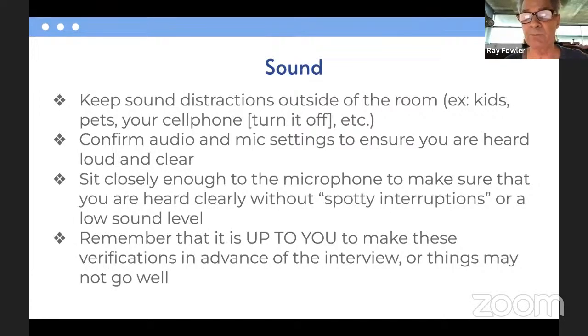I was in a meeting today with one of my dear friends out in Oregon who was wearing a headset with a mic, who dropped out all of a sudden, even wearing a microphone. So you've got to check all these things. Again, very important that you reboot the computer a few hours before the session. Sit closely enough to the microphone to make sure that you're heard clearly without spotty interruptions or a low sound level. Remember that all of this is up to you to make these verifications in advance of the interview, or things may not go well.